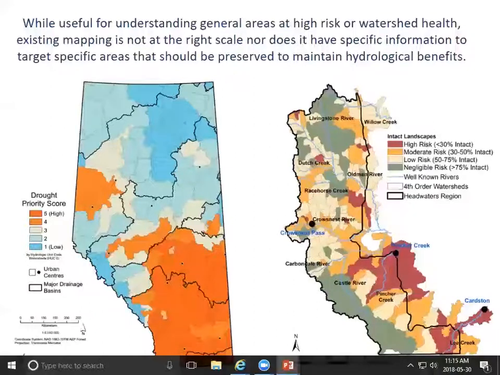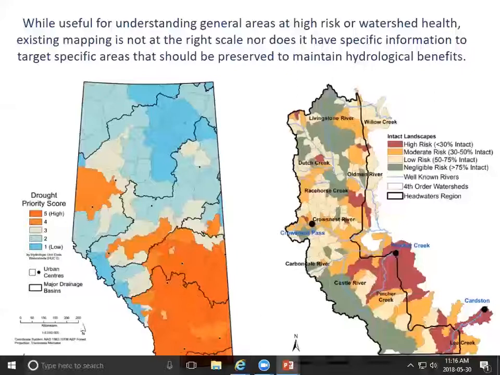So what they looked at here was landscape intactness, so levels of linear disturbance in fourth order watersheds. Those watersheds that have a lot of disturbance are deemed to be high risk, which again is helpful in terms of understanding which watersheds are badly damaged and which ones are still healthy.